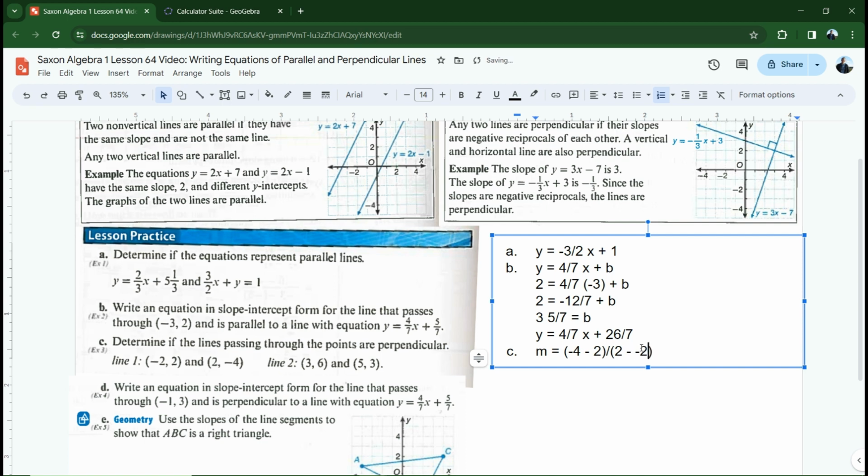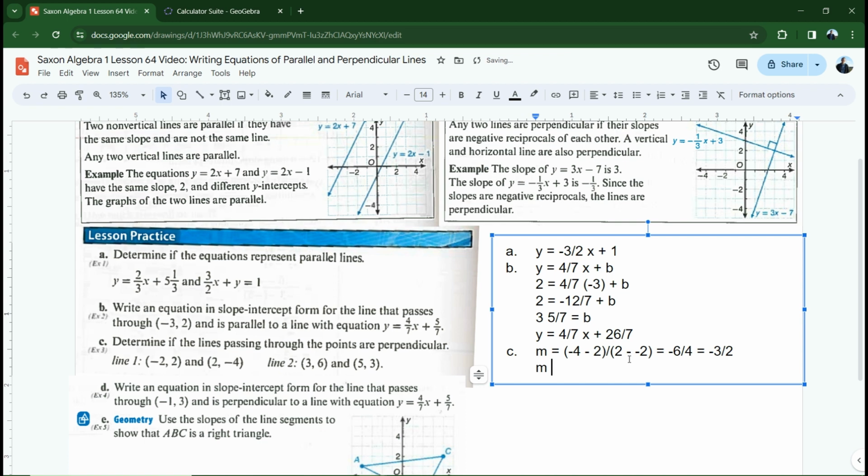So I see I have a double negative here. -2, 4 minus 2 is, so this is going to be -6 over 2 minus a -2 is 4. So, or -3/2. Okay, that's my slope for my first line. Now let's do my second one.